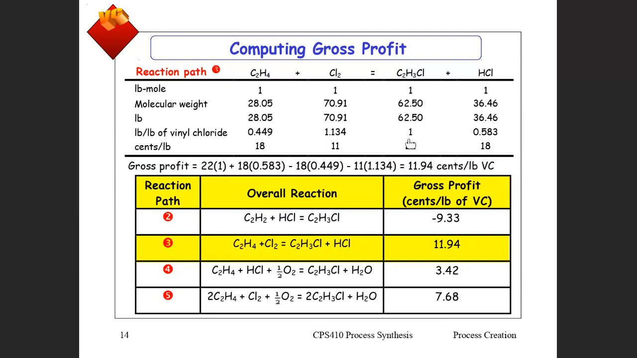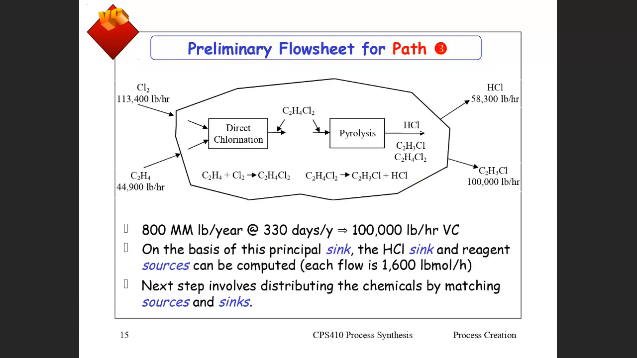So there, 22 times 1. So that is the positive that you're going to make. You're going to be able to sell the vinyl chloride monomer. So that's 22 times 1 plus 18 times 0.58. And then the rest of the stuff will be the raw materials. So it's minus 18 times 0.449 plus minus 11 times 1.134. And that's how we got the 11.94. And that's the same as all of these gross profits. You would take into account all of the values of all of your materials, including byproducts you make.